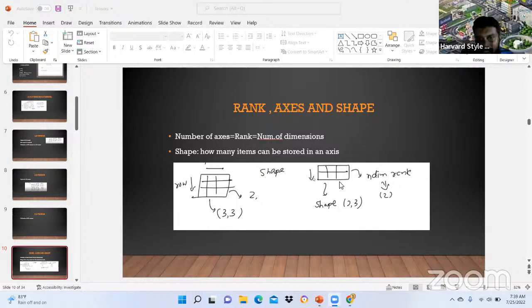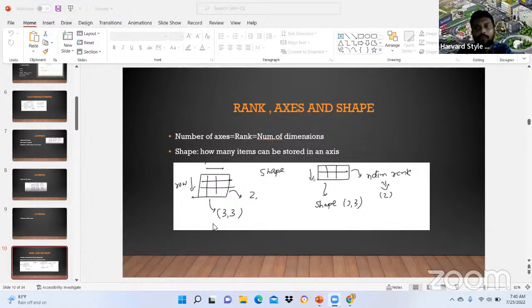For this one matrix, how many dimensions are available? Here, how many elements are there? Check. That is the ndim. Now here it is 2 and 3, but how many elements are there? Just 2. So ndim is 2. Here also it is 2. That means the number of dimensions is 2. That is how we get the number of dimensions.